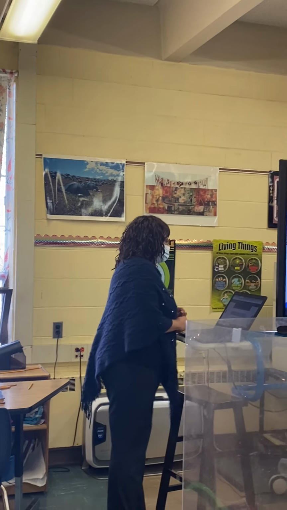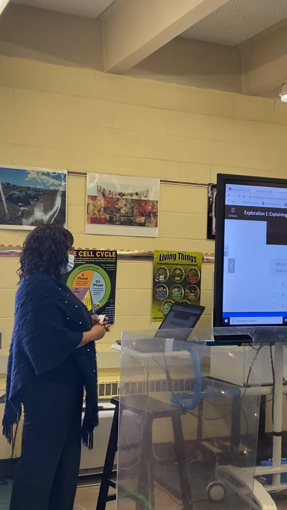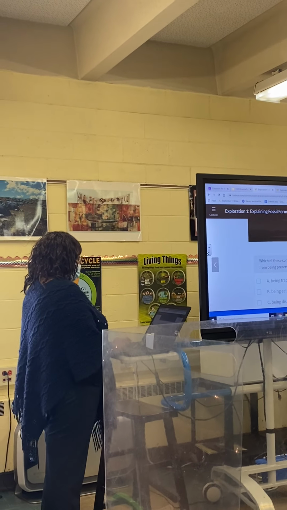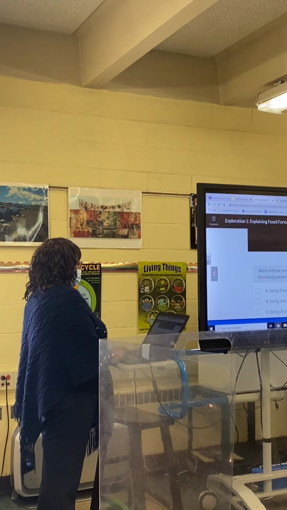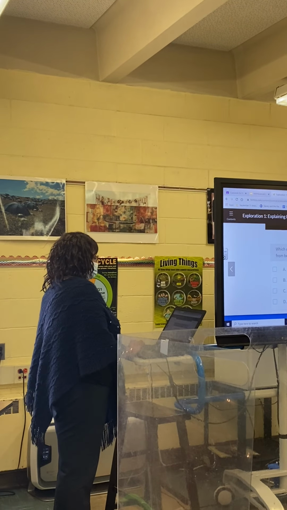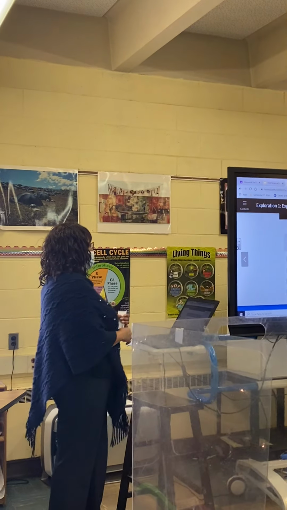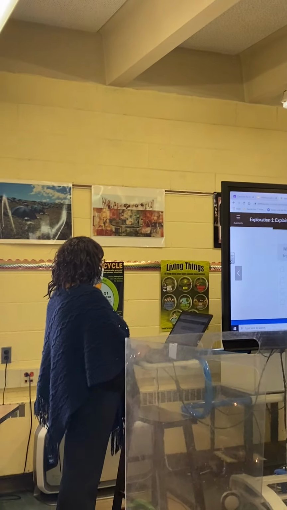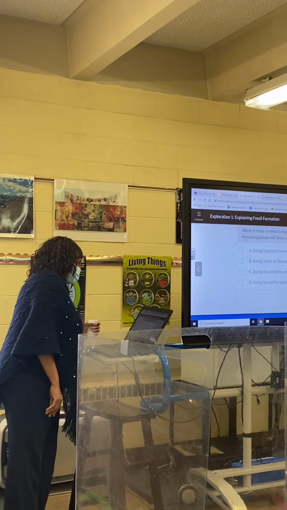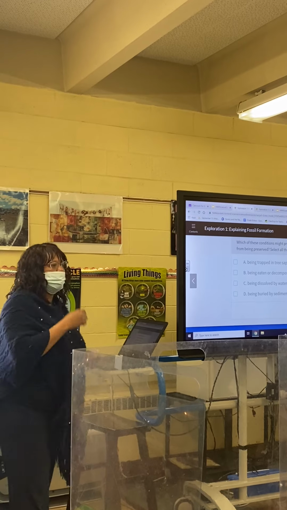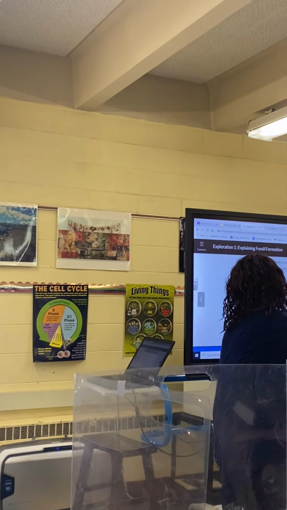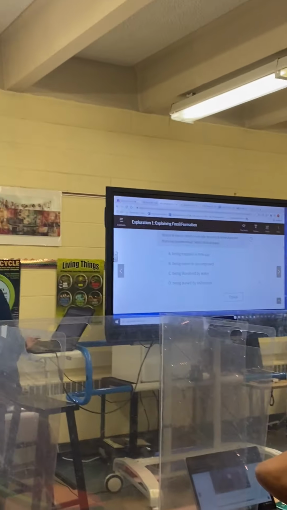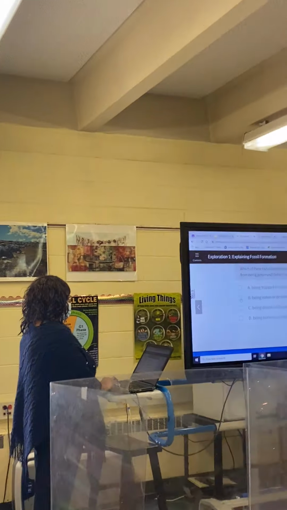Okay, which of these conditions might prevent a dead organism from being preserved? Select all that apply. And they just mentioned it in the video. So you have being trapped in tree sap, being eaten or decomposed, being dissolved by water, or being buried by sediment. I said B and A. Okay. So, B and A? Yeah. Okay, we're gonna do B and A.